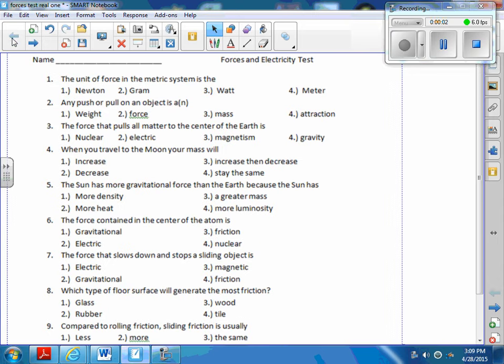Okay, force test, take 2. The unit of force in the metric system is a Newton. This was on your notes, so you should all be getting number 1 right. A push or a pull. This was also in your notes. This is a force. The force that attracts all matter to the center of the earth is gravity. That was also in your notes.